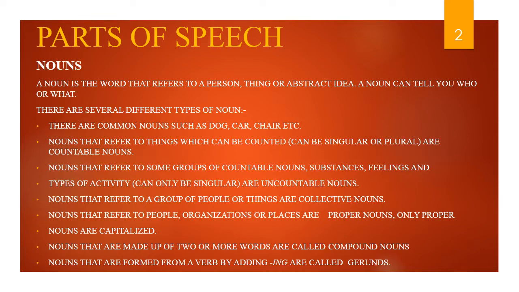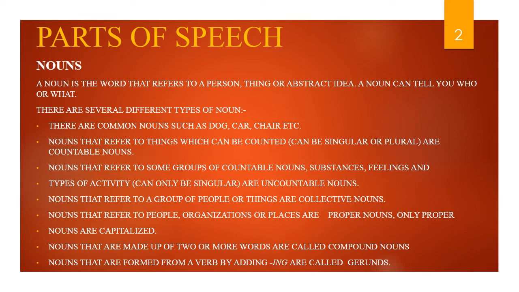There are several different types of nouns which we have to keep in mind. There are common nouns such as dog, car, chair, table, bottle, window, door, clock, fan. These are different names of different things, but we can find these things in the whole world at many places. These things are not rare, not special, not specific. These are names of common persons, common things, common animals, common birds, common places.